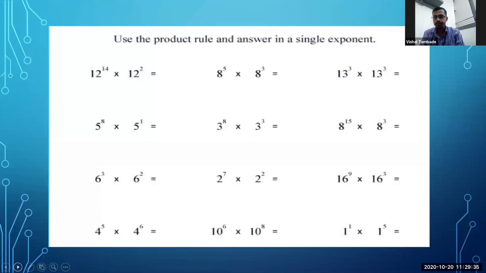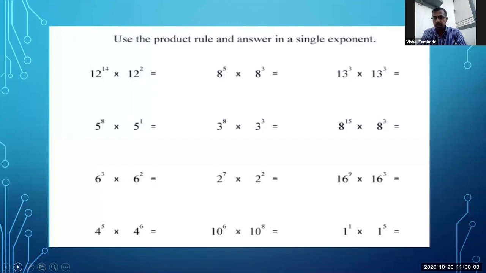Okay, next one. 16 raised to the power 9 multiplied by 16 raised to the power 3. 16 raised to the power 12. Very good. So, students, you are so clever. Now, the base is 16. We take it one time and add the powers, 9 plus 3 is 12. Means our answer is 16 raised to the power 12.